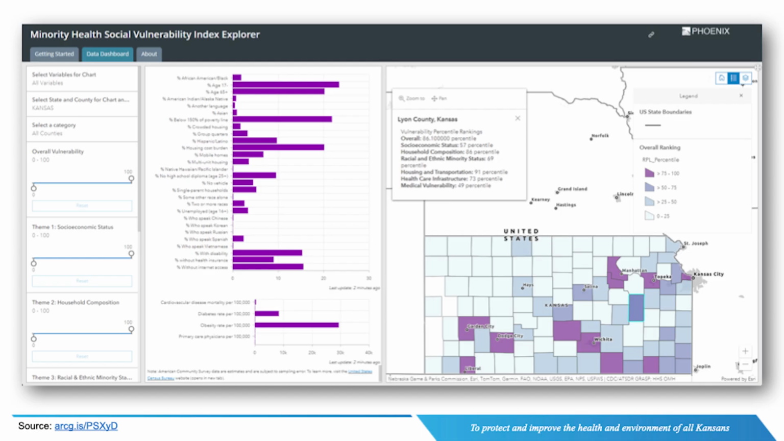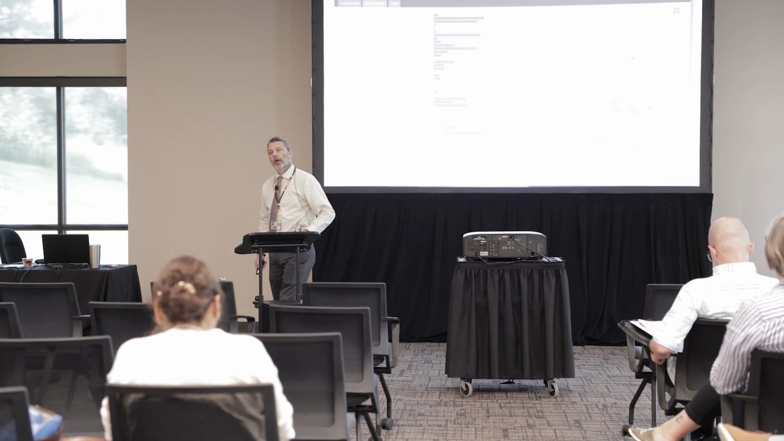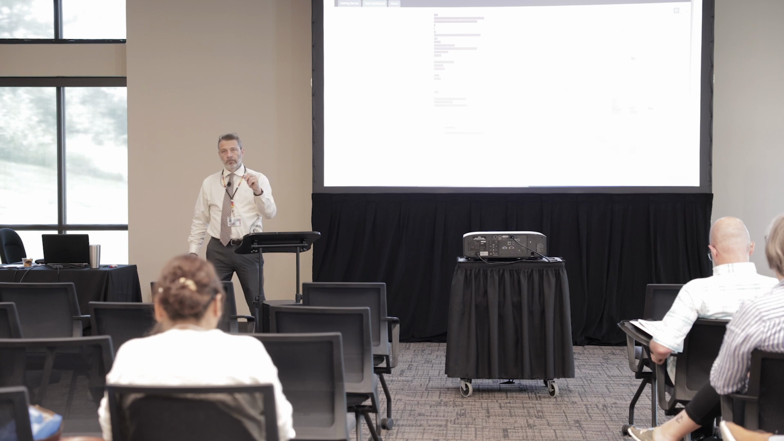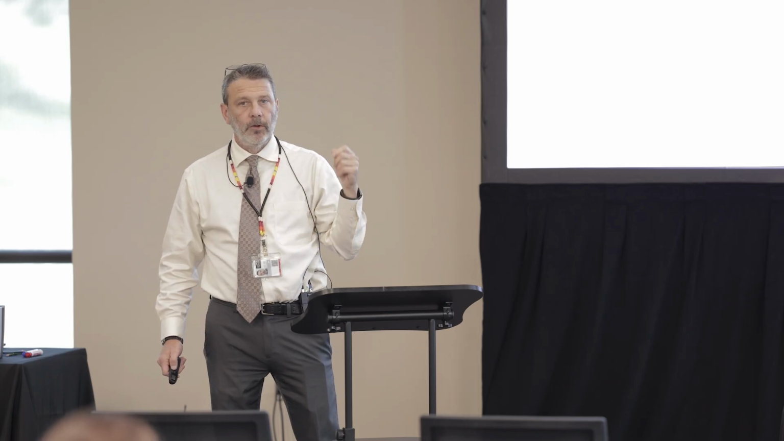In addition to the SVI is the minority health SVI. They add two more categories to the four that I mentioned, a healthcare infrastructure category and a medical vulnerability category. Again, if those are of special interest to a group, you can use those, and again, you can get this down to at least the county level.